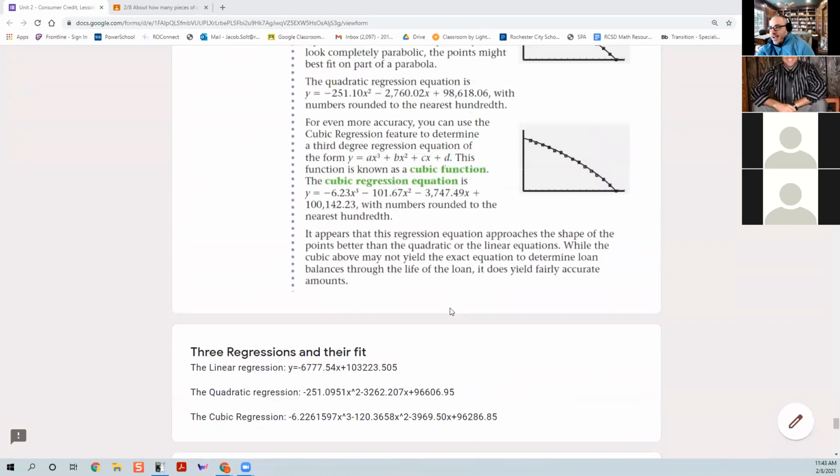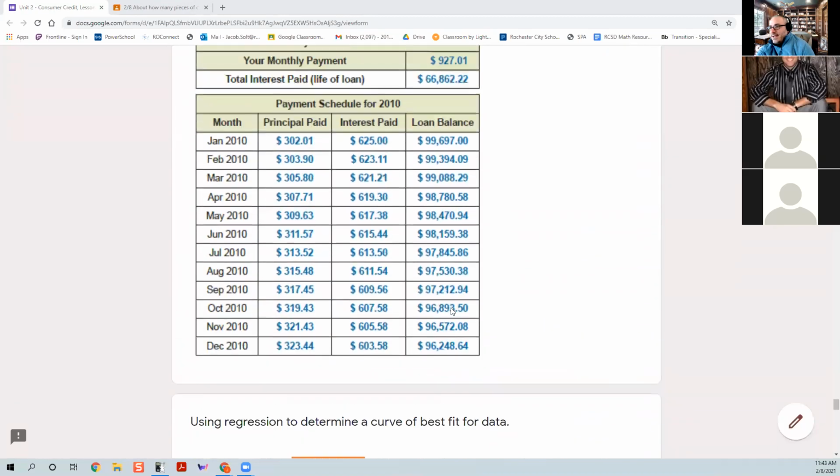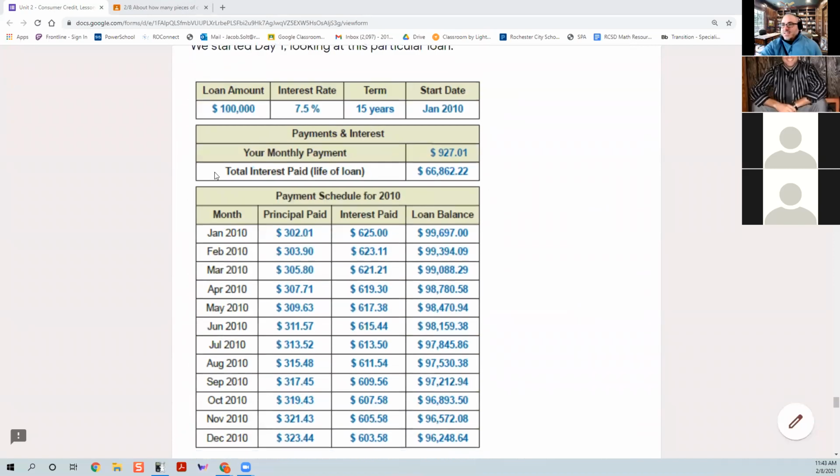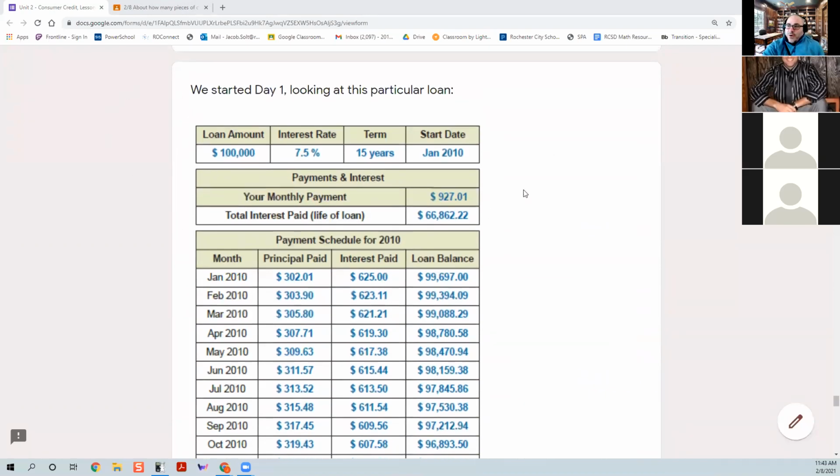I think we're going to end this early today. Let's just answer this last one. This is what we started day one with. We started day one looking at this particular loan. The loan was $100,000. They're borrowing $100,000. The interest rate was 7.5%. The term was 15 years. They're going to repay this loan in 15 years at an interest rate of 7.5% per year. The loan was taken out in January 2010.